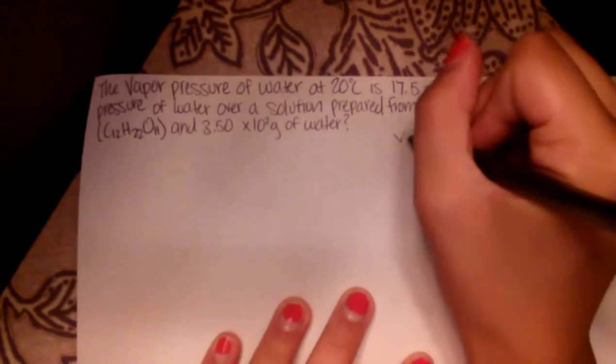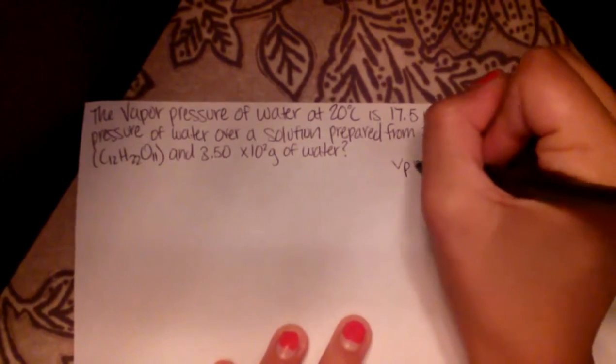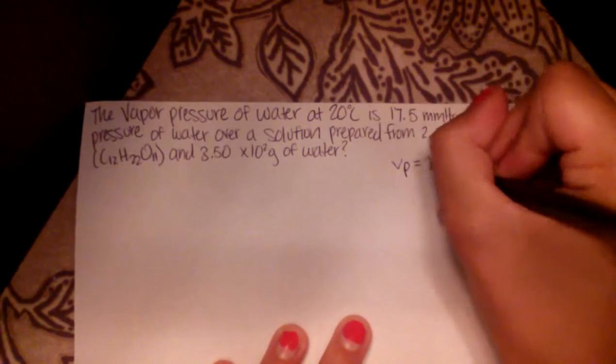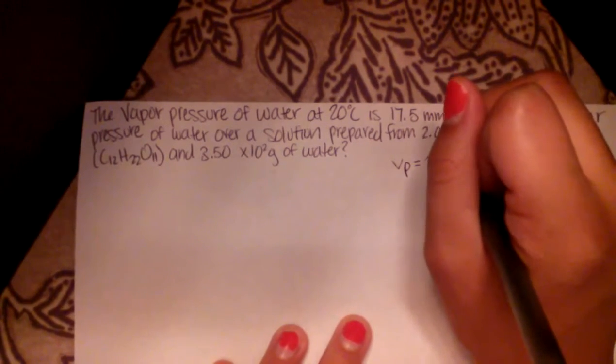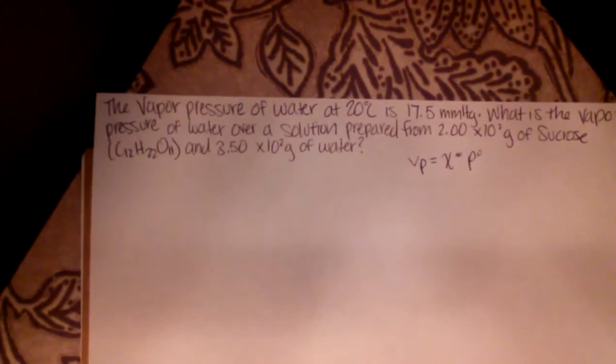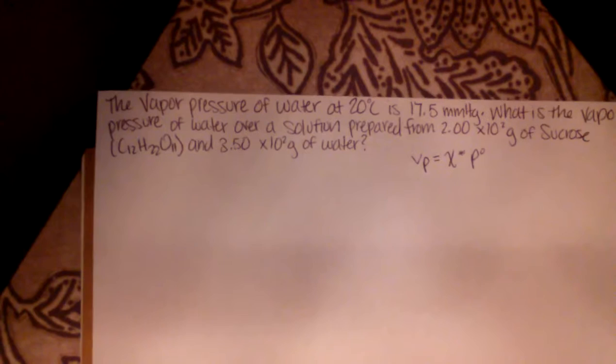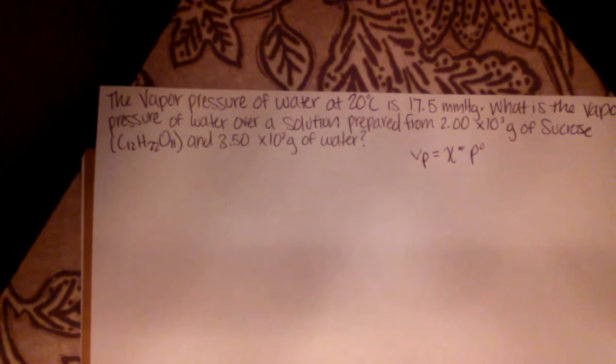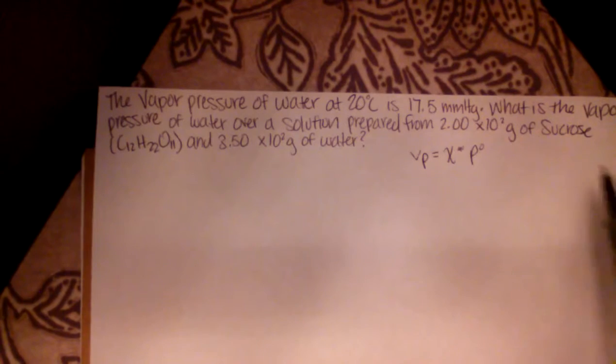So vapor pressure is equal to the mole fraction times the vapor pressure of the pure solvent. So first, I want to start tackling the mole fraction. Mole fraction is basically going to be the moles of whatever you are trying to figure out, so in this case, the moles of water over the total moles of the solution. So first we need to figure out the moles of both components in this solution. So what are the moles of sucrose and what are the moles of water?